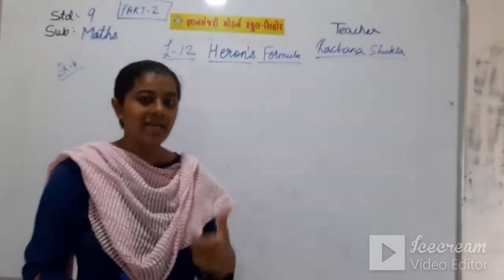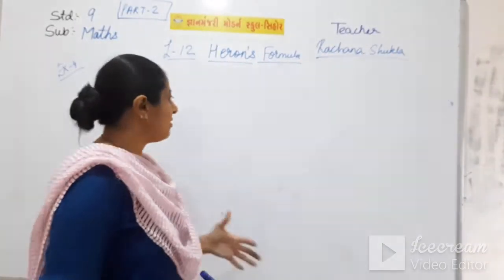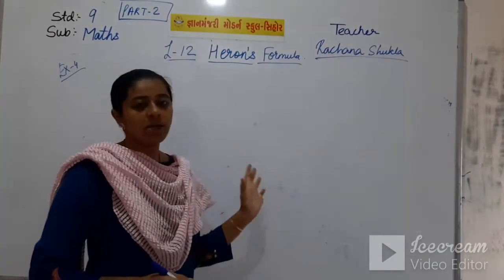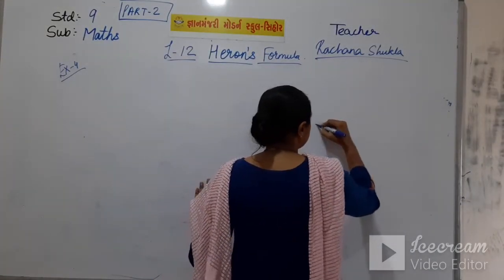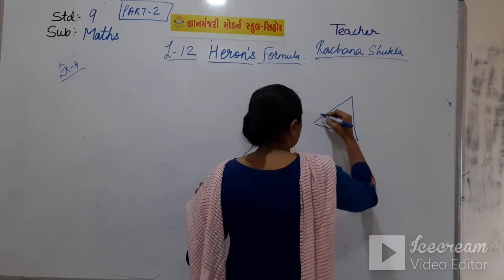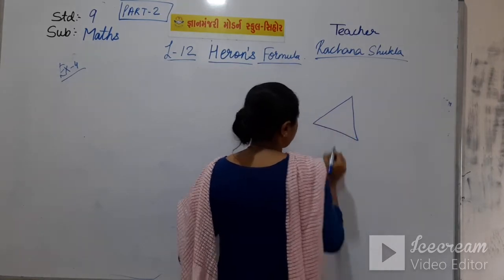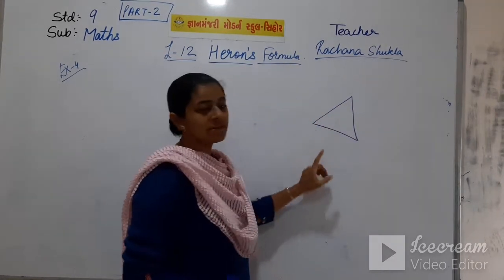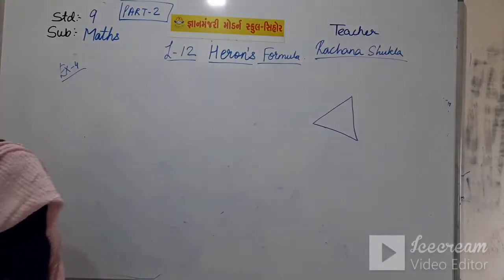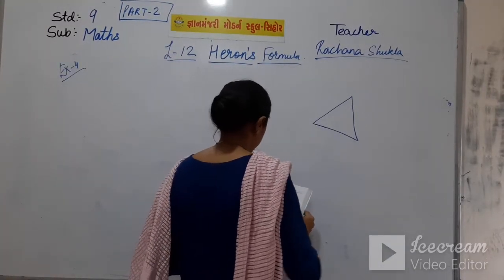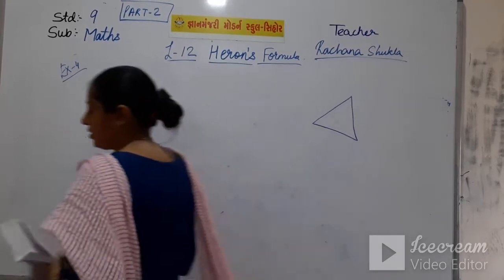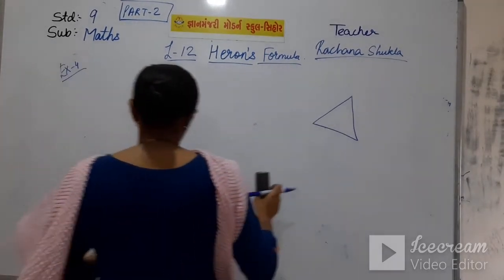Now, Kamla has a triangular plot and she wanted to do plotting in it. Now, what is the triangular plot? How is it? See, this is the triangular plot of Kamla. Now, I am writing the sides here. The sides of Kamla's plot are, another figure I will draw here.